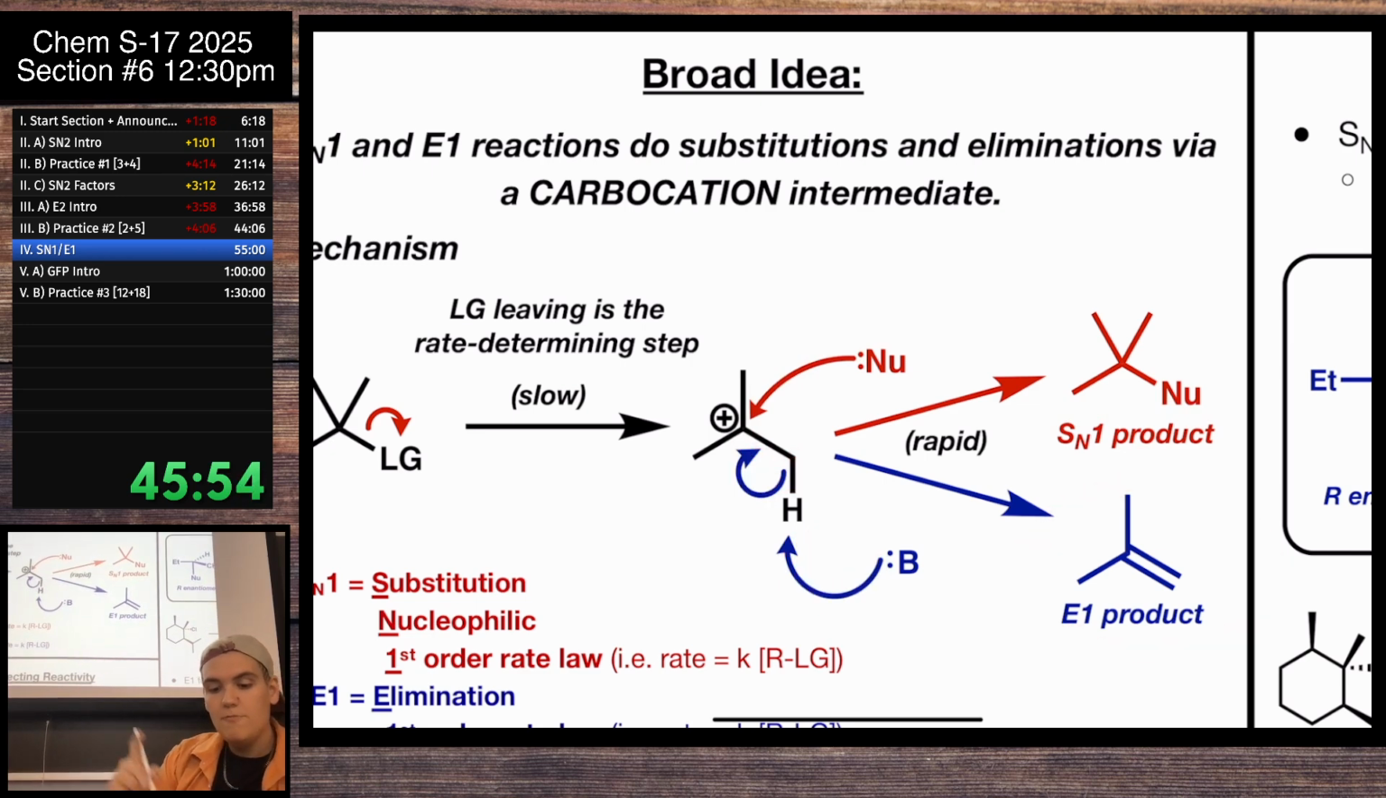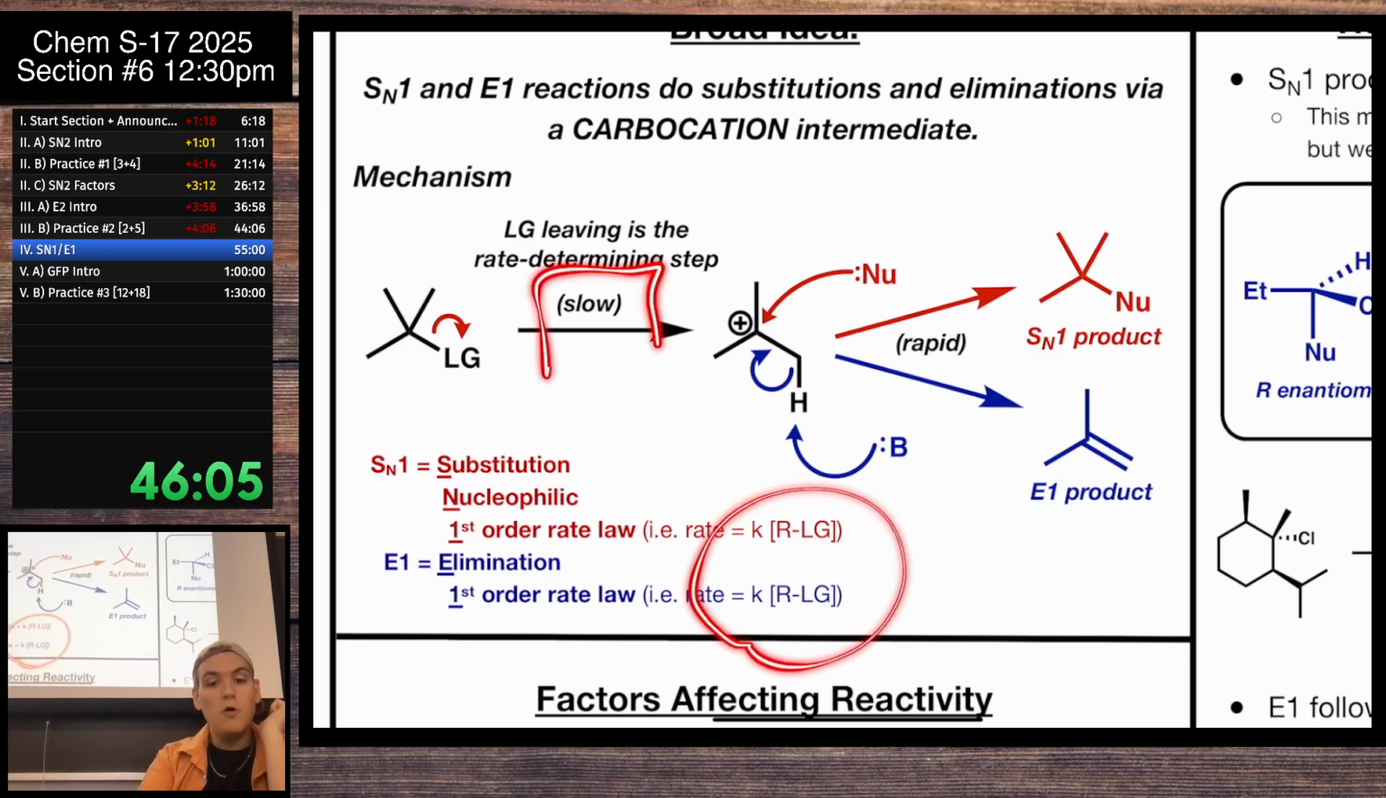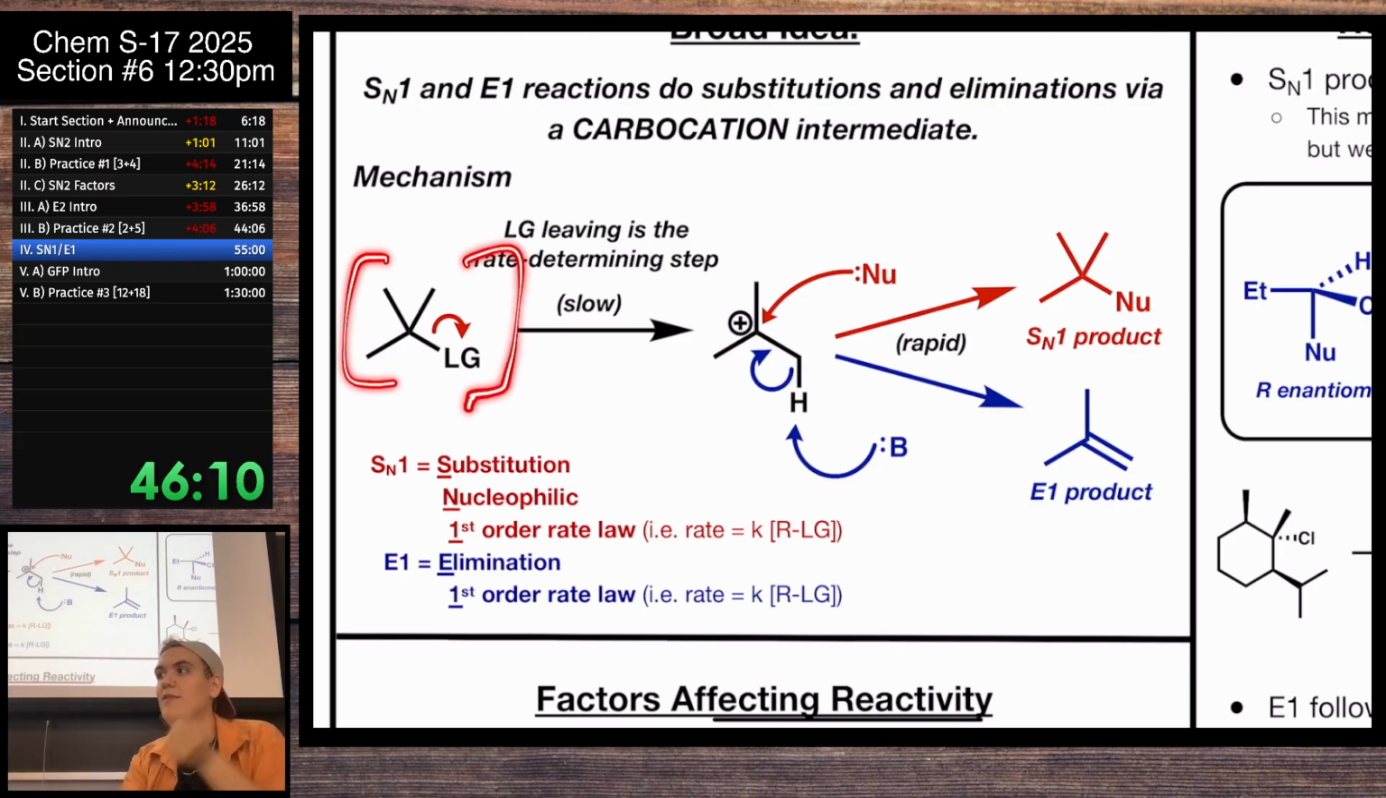So again, we have the weird reversal: we have a 1 here, but how many steps is it? 2. Thank you. And with this, our rate law, because this is the slow step, only depends on the concentration of our alkyl halide. We don't depend on the concentration of anything else, so that's why it's E1 and SN1, because of rate.